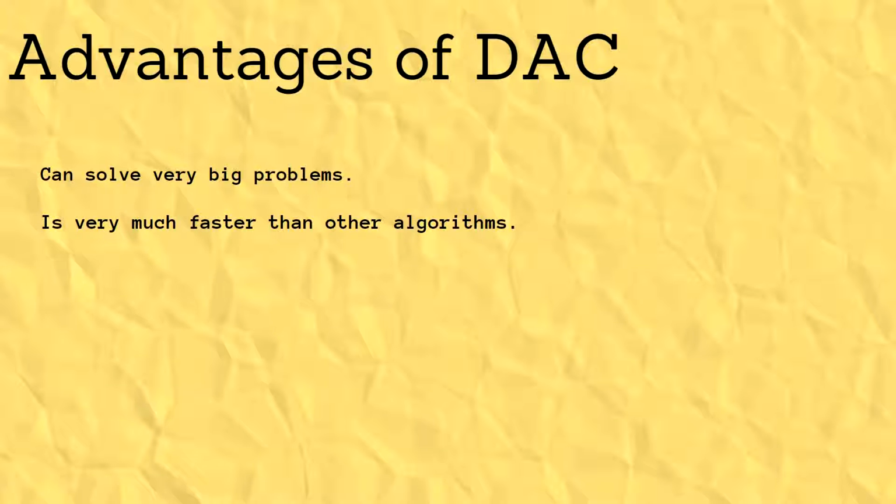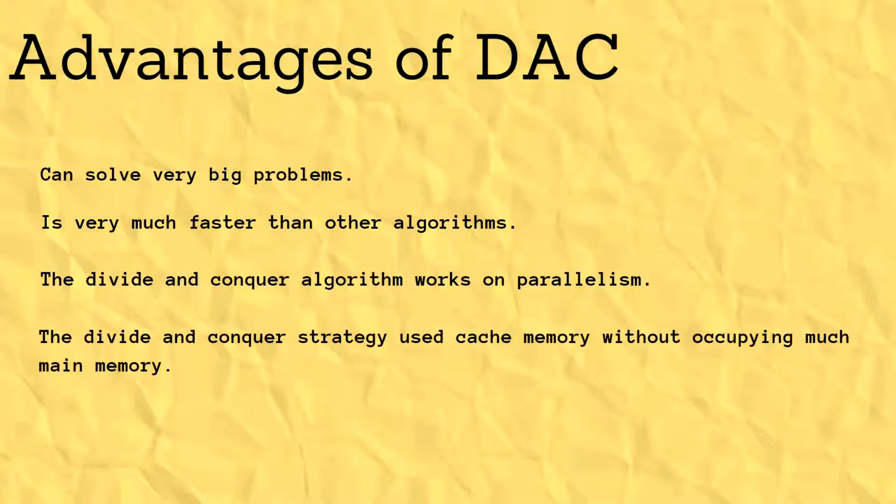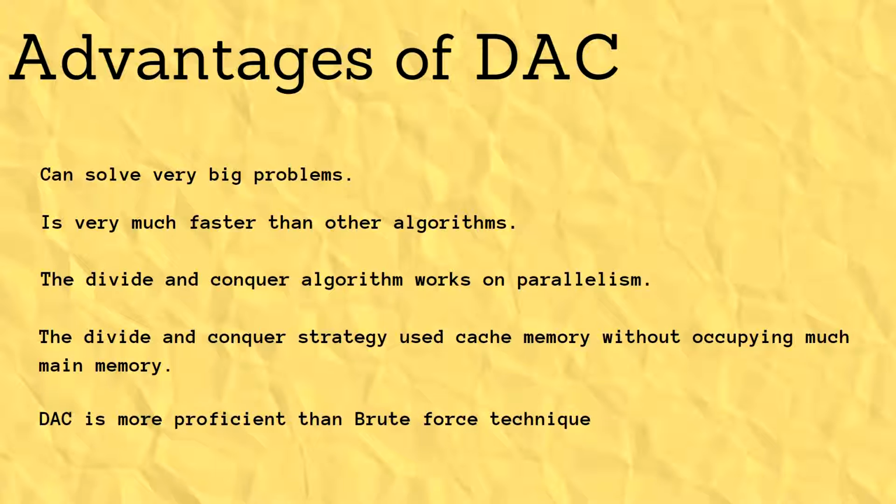Second is it is much faster than other algorithms. Third is the divide and conquer algorithm works on parallelism. Parallel processing in operating systems handles them very efficiently. Fourth is the divide and conquer strategy uses cache memory without occupying much main memory, executing the problem in cache memory, which is faster than the main memory. Fifth is that brute force technique and divide and conquer technique are similar, but divide and conquer is more proficient.